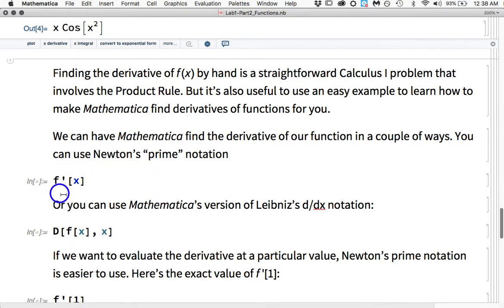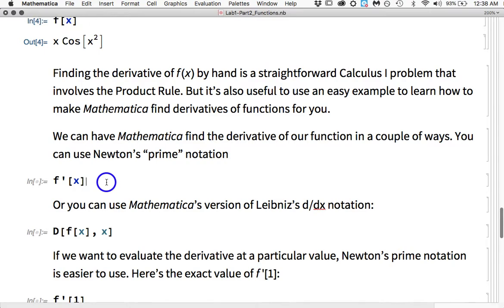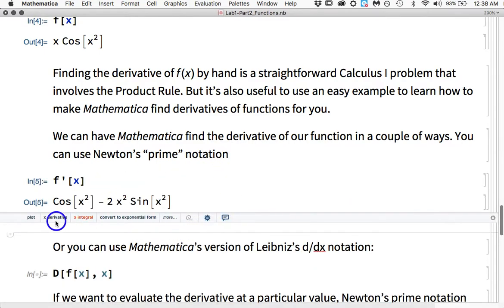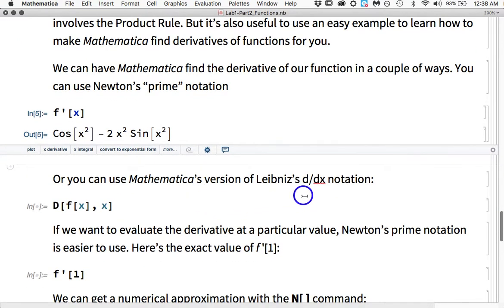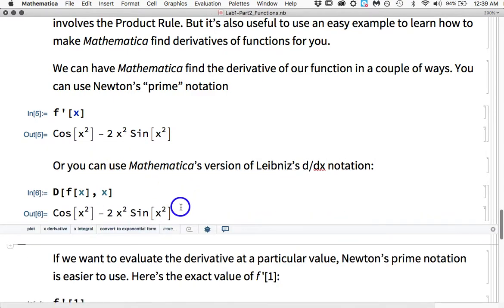And Mathematica can use a prime notation to get that prime. That's the single quote on the key that is next to the return on most keyboards. And if you put the cursor there and press shift return, you get the derivative. If you prefer Leibniz's d dx notation, it looks like this in Mathematica. The first d is the d up here, and then the d and that x is the dx here. So this is take a derivative of f of x with respect to x. And you'll notice that it's the same thing.